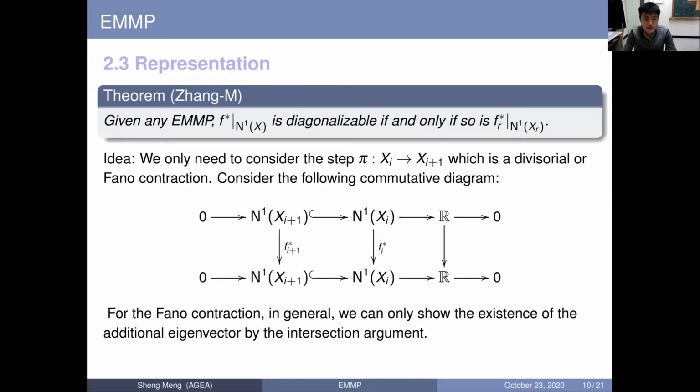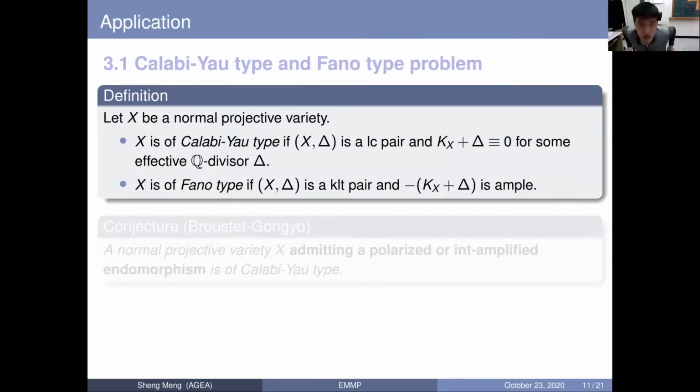Okay, now let's come to the third part, the application. For this part, I'll only list the results without detailed explanation. I recommend you focus on the various assumptions in the results for the purpose of the last section. So the first application is about the Calabi-Yau type and Fano type problem.